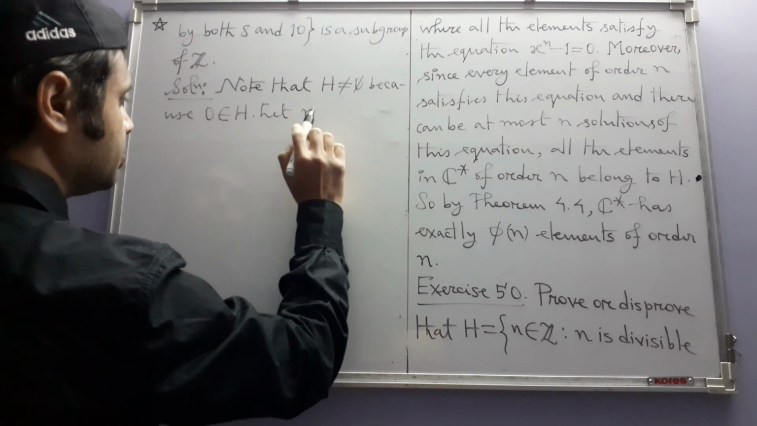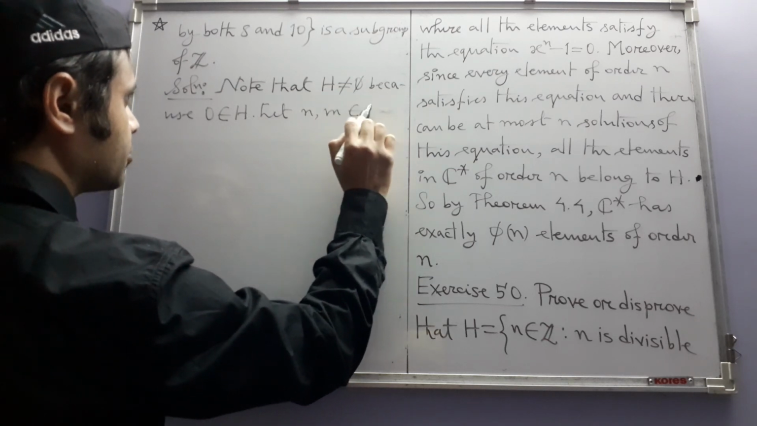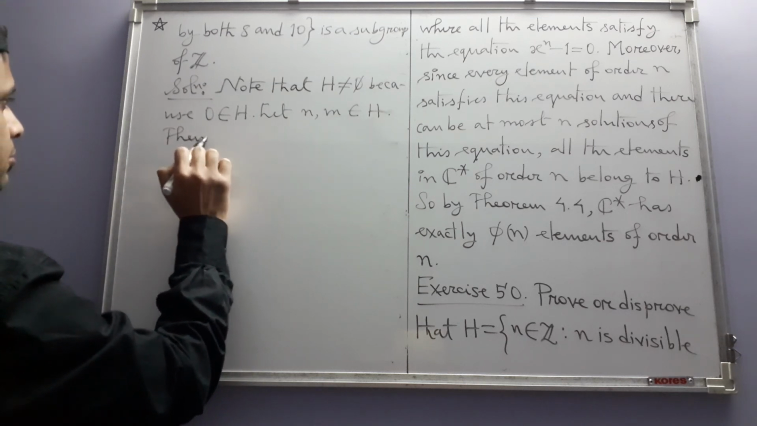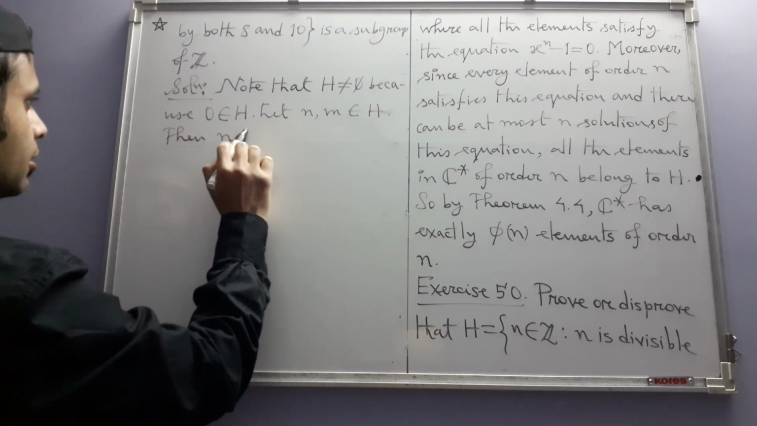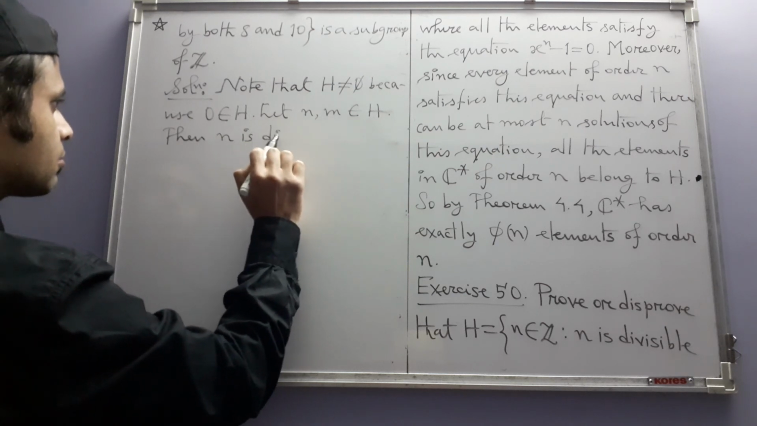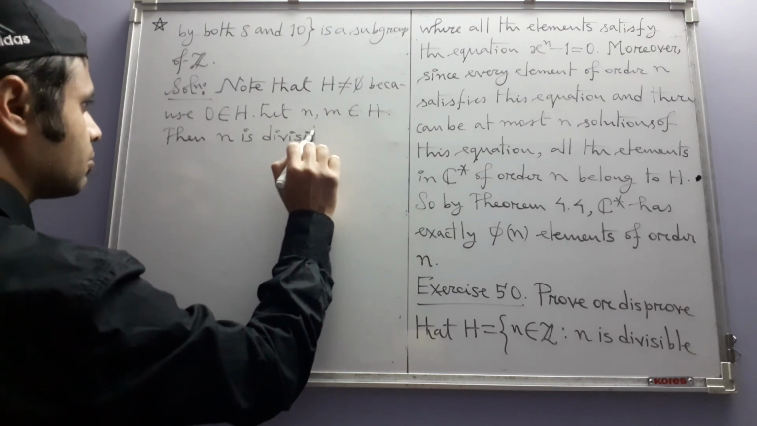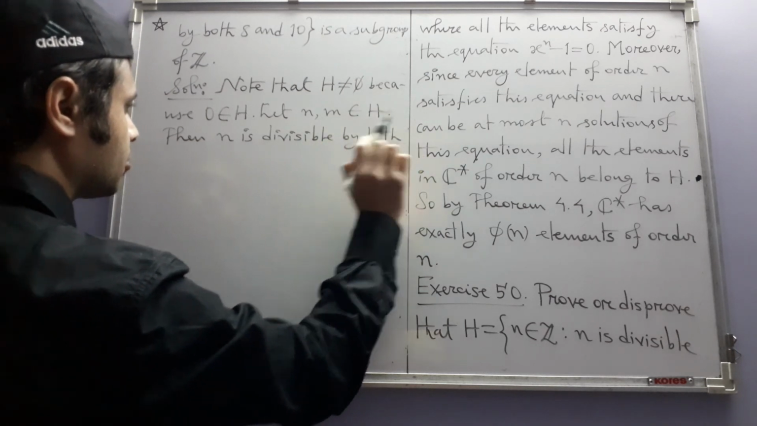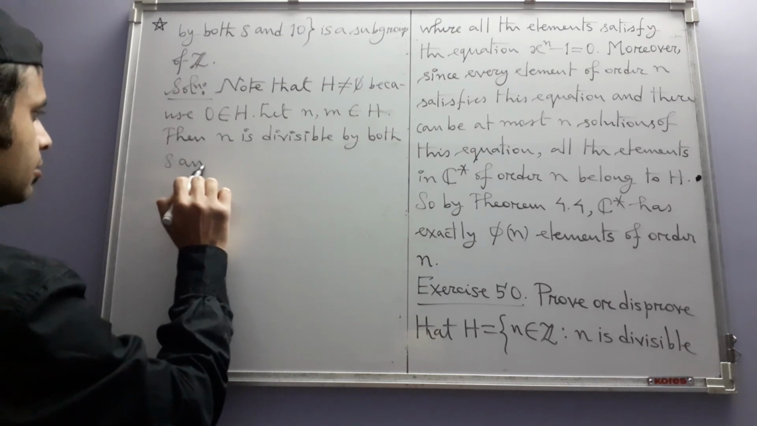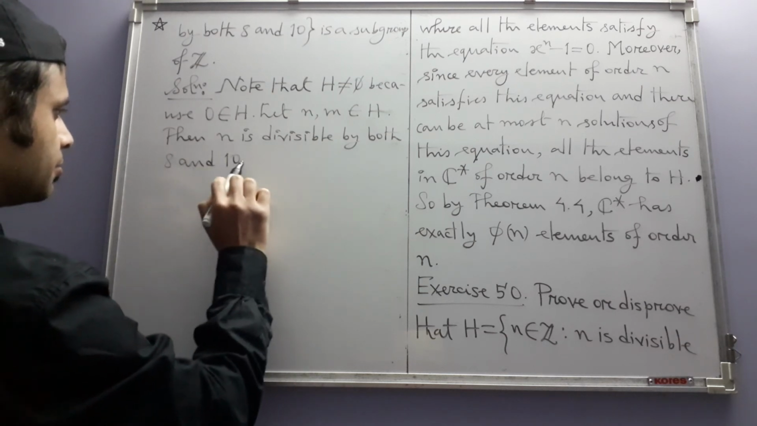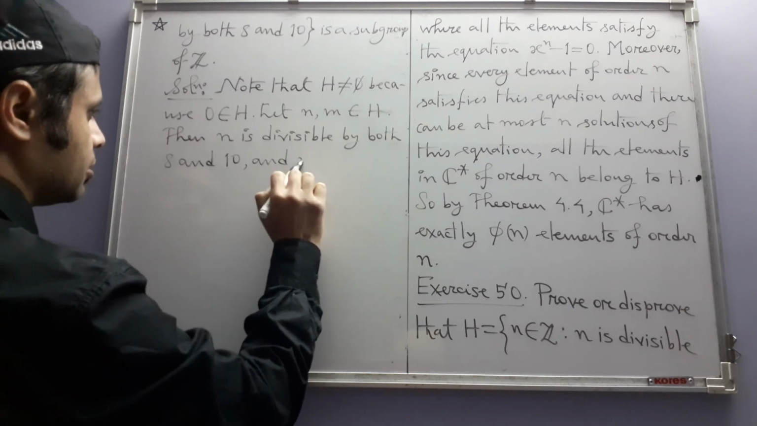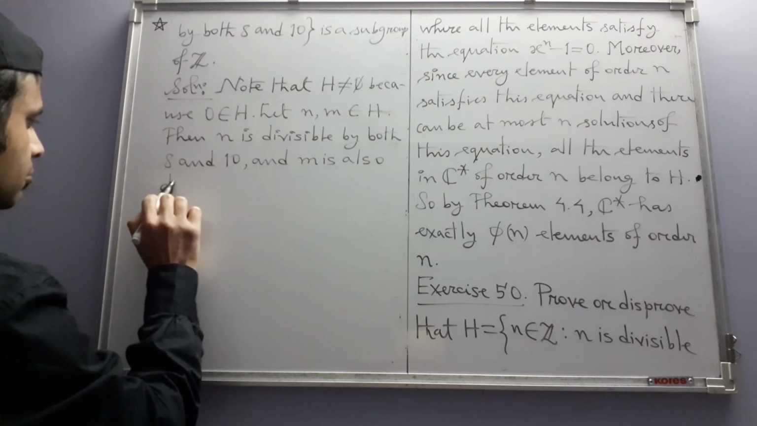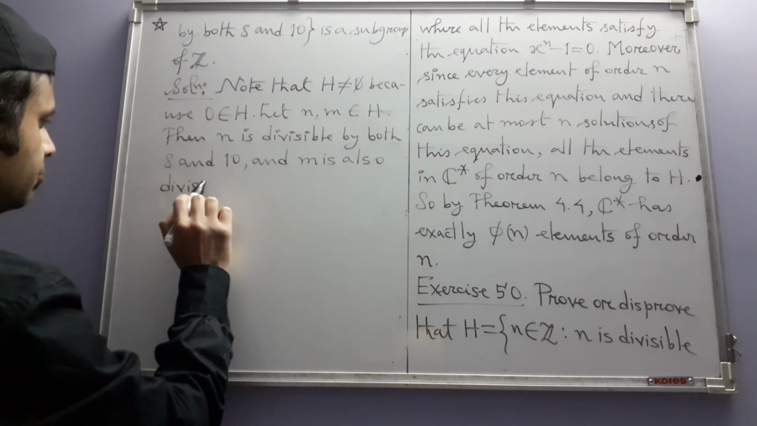Let n and m belong to H. Then n is divisible by both 8 and 10, and m is also, so this is extremely straightforward.